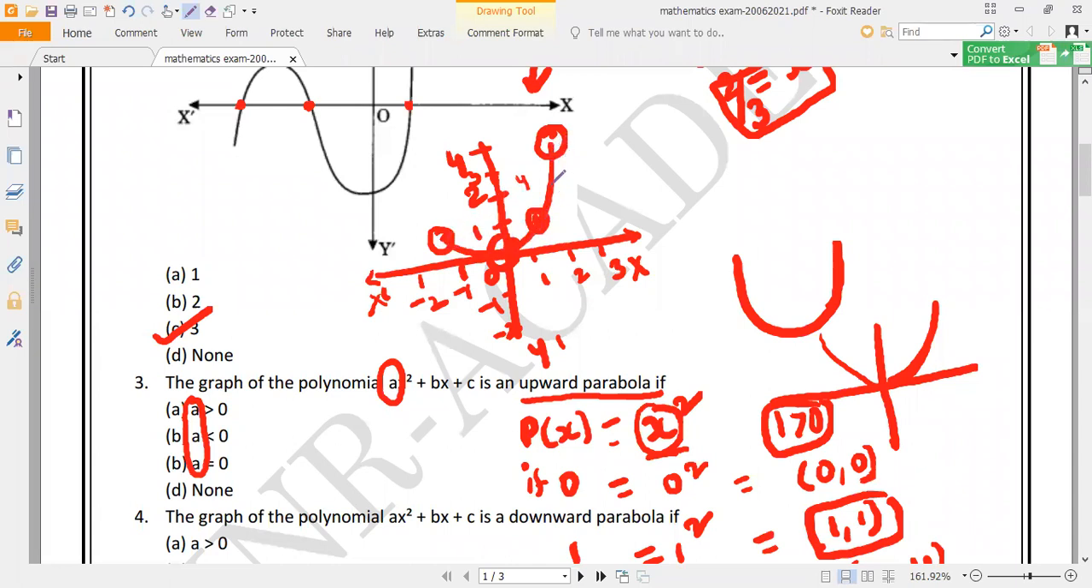Yes, ma'am. So in this case, what is our a value? P of x equal to x square. What is the x square coefficient in this case? 1, correct? 1 is greater than 0, correct? So our a value is greater than 0. In the upward parabola case, our a value is greater than 0. Do you understand?